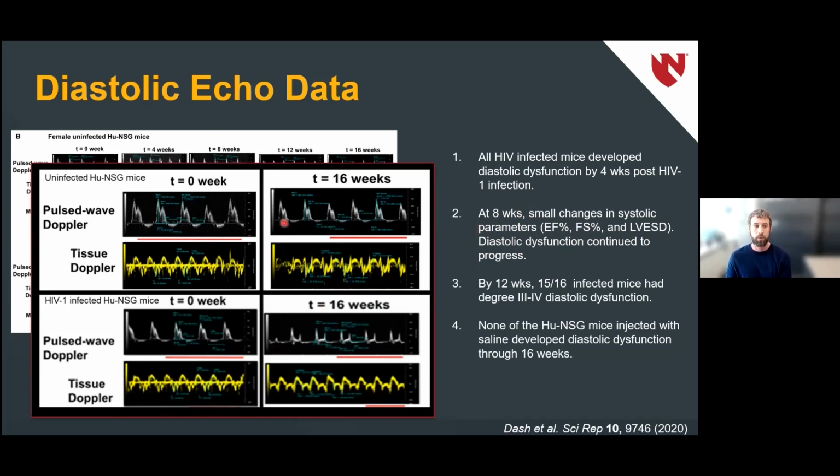In the example I pulled up, the top is the uninfected humanized mice at week 0 and week 16. There's no diastolic dysfunction in the mitral flow or the tissue Doppler parameters. However, in the HIV-1 infected mice, you can see that the mitral deceleration has been reduced. The E to A ratio is greater than 2, and there's strong diastolic dysfunction.